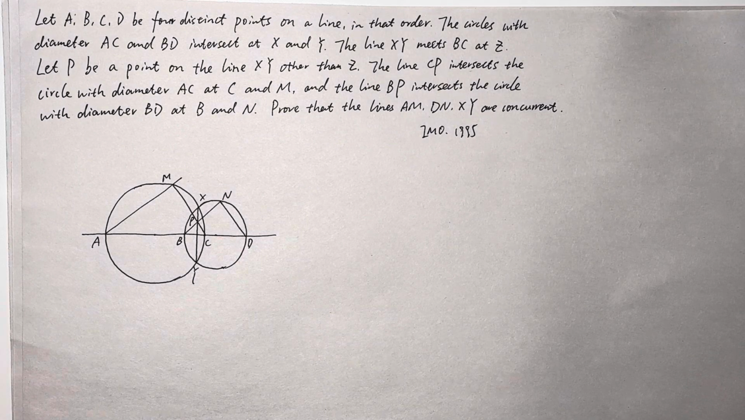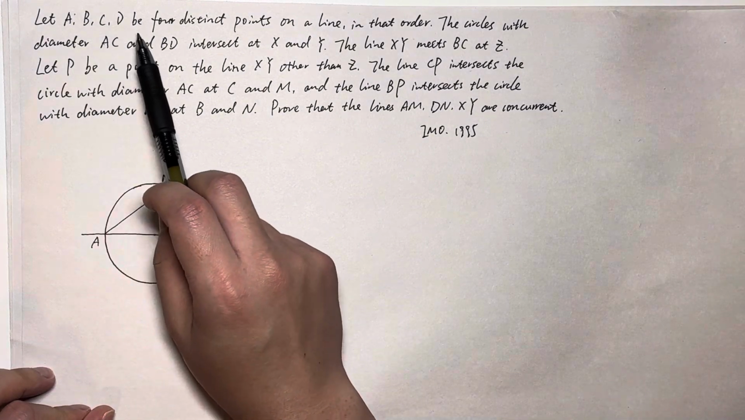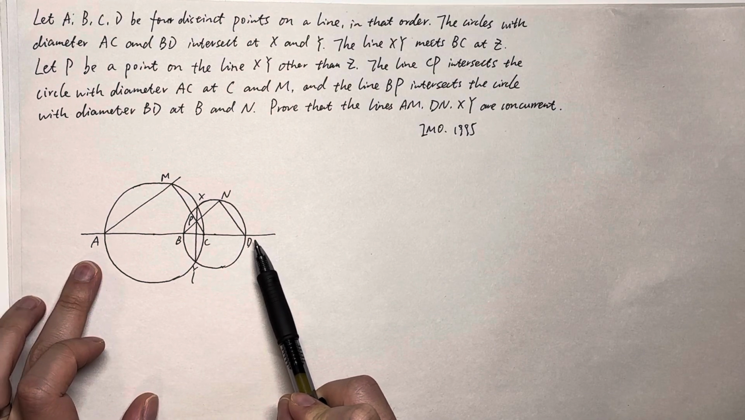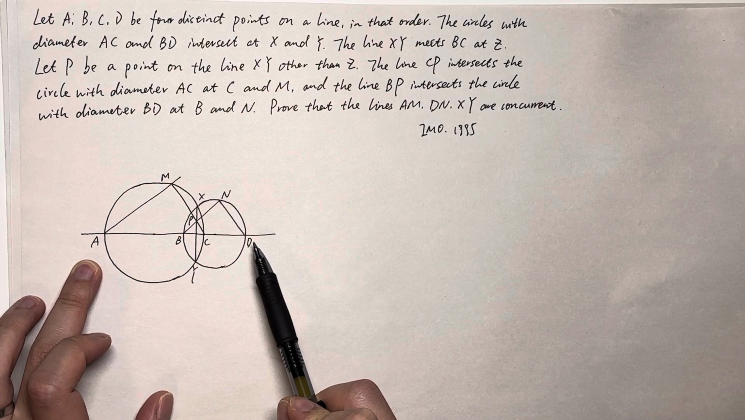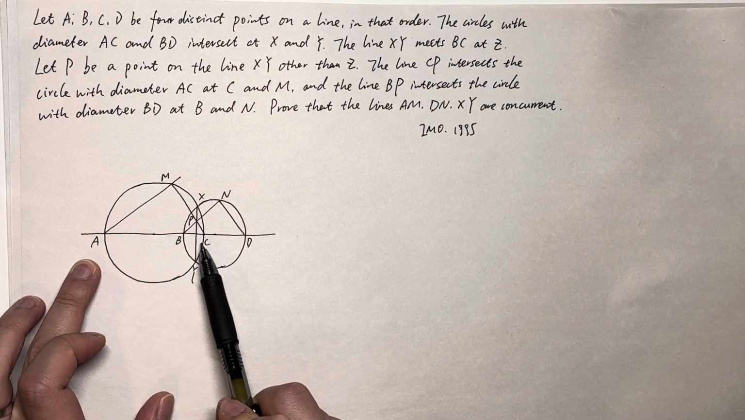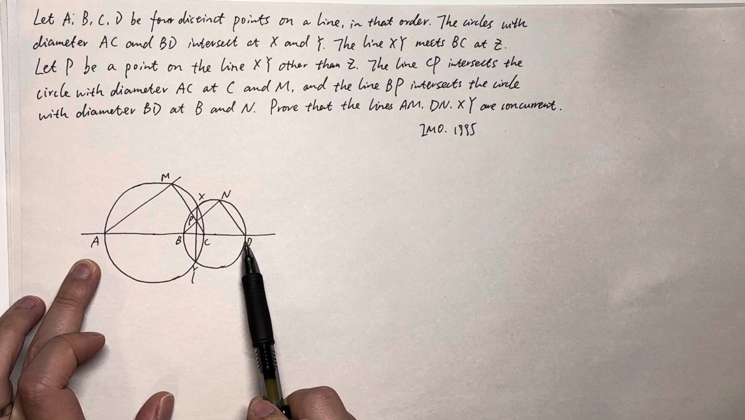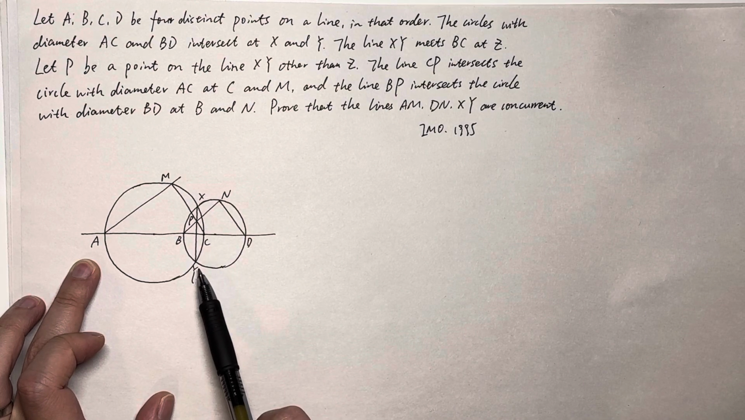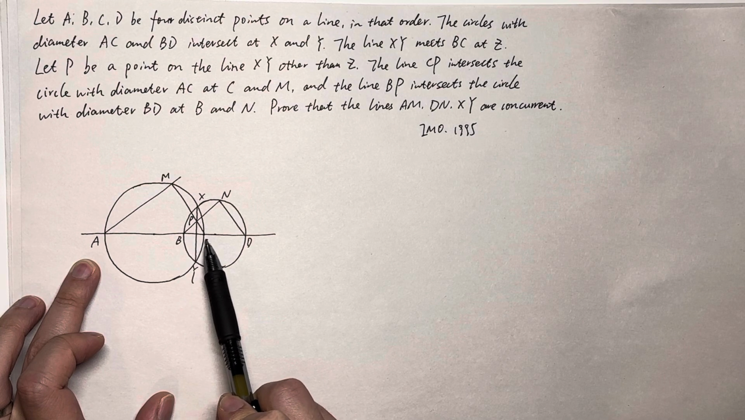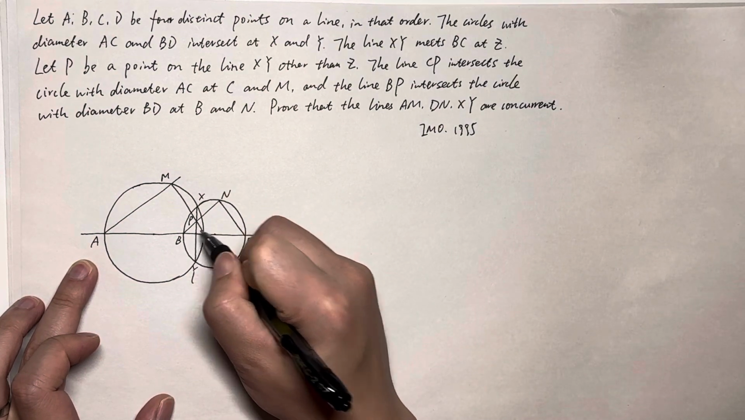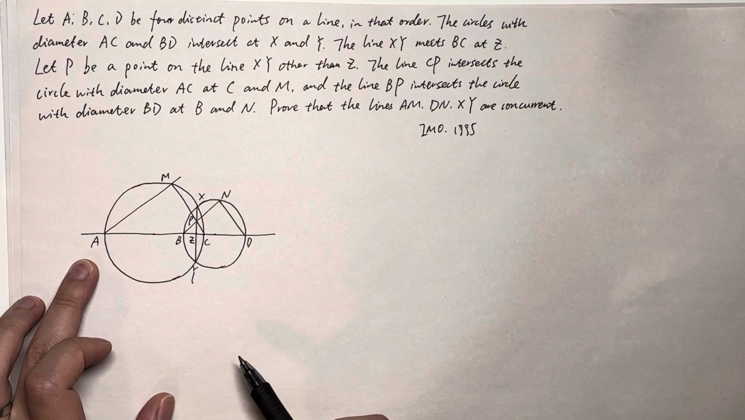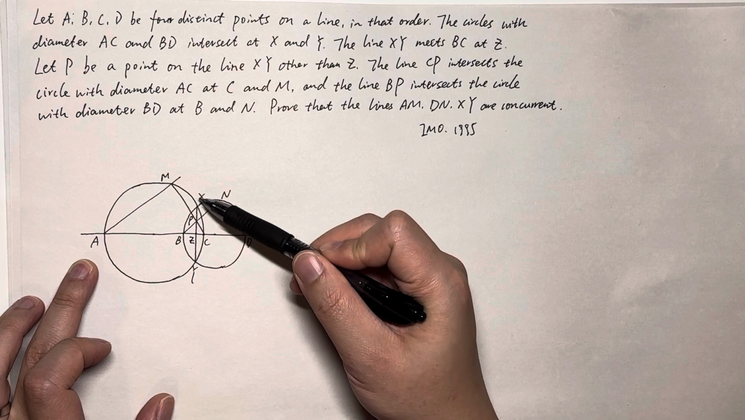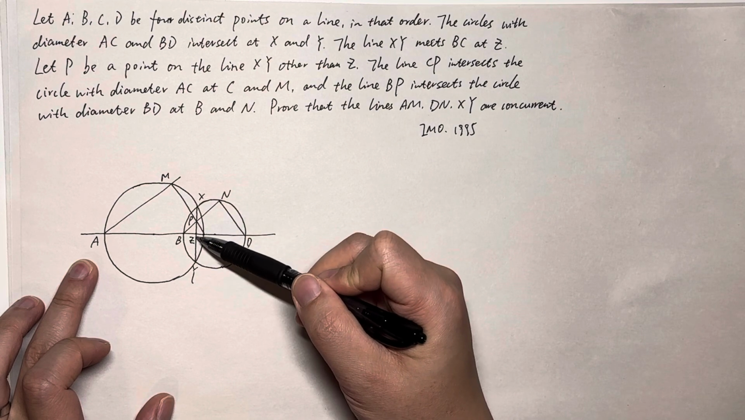Let's see the problem. Let A, B, C, D be four distinct points on a line in that order. The circles with diameter AC and BD intersect at X and Y. The line XY meets BC at Z. Let P be a point on the line XY other than Z.